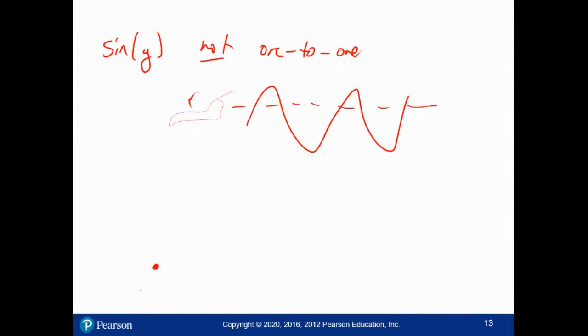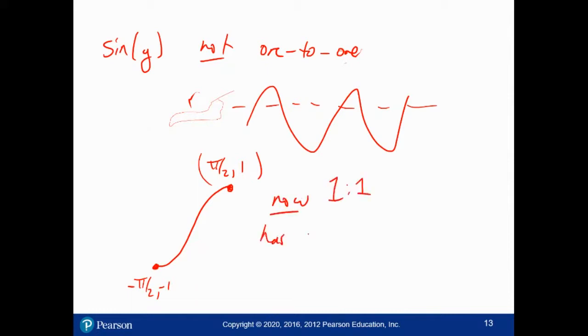But if we start at the minimum of -π/2, -1, and just go until it hits the maximum of π/2, 1, now this is 1-to-1. So it has an inverse. And we call that inverse x is the arcsine of y. And remember that inverse functions swap domain and range to the original.